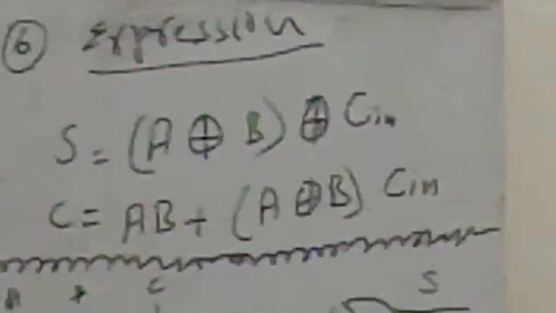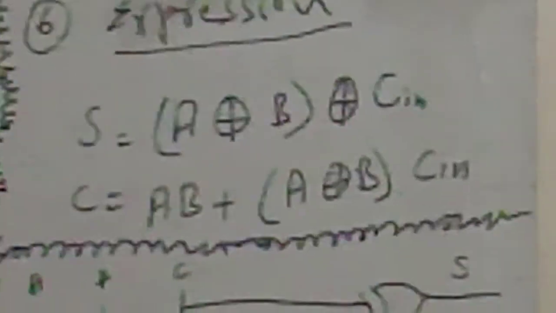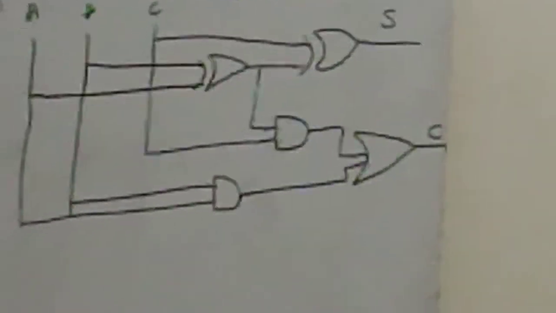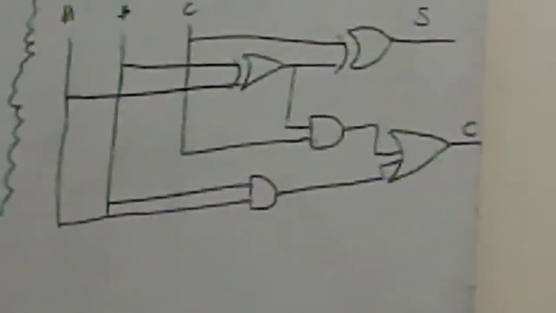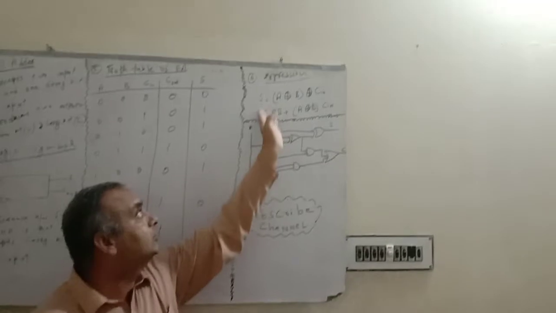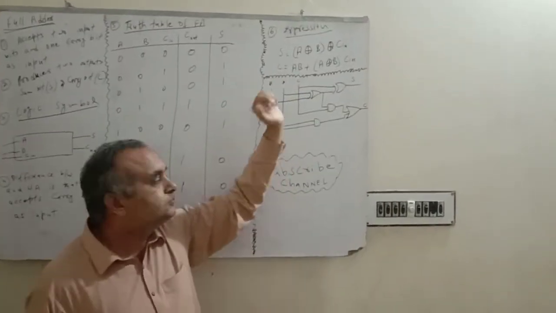How has this circuit been produced? These expressions have been produced with the help of the K-map. How this is done will be explained in the description of the video. Let's find it in the description of the video. In the description part you will find how we got these values.